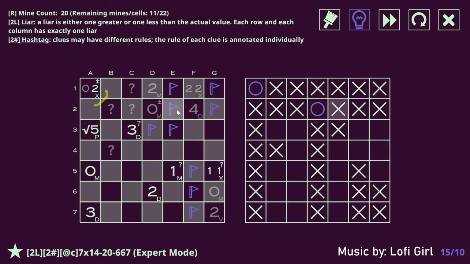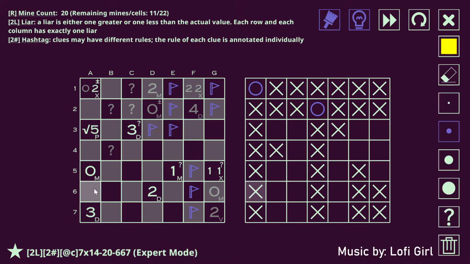Okay, I think this has to not be a mine. This has to be a mine. It's not very helpful, but it has to be a mine, I'm fairly certain. If it wasn't a mine, you'd have to have mines here, here, here, and here. Oh no, it could be a non-mine. Yeah, it could be a non-mine. Okay.